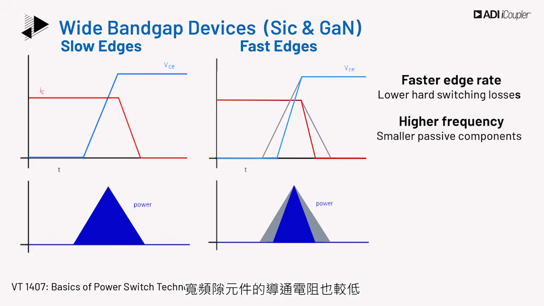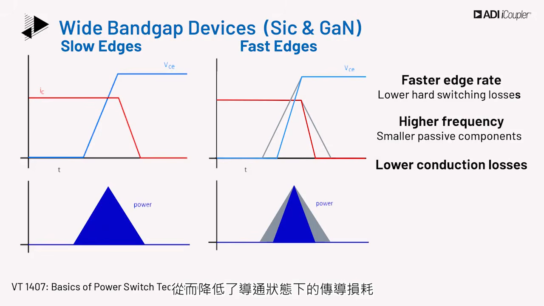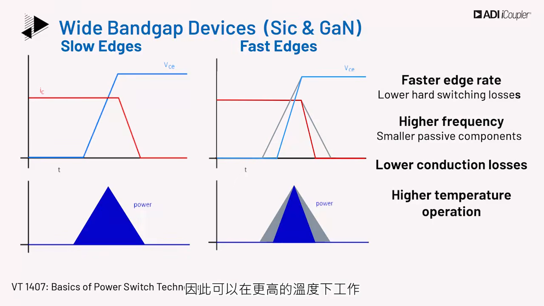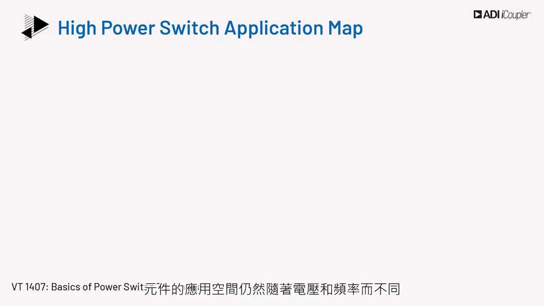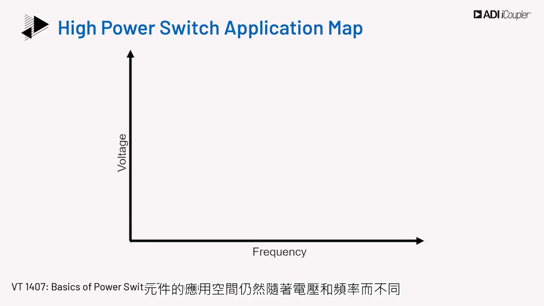Wide bandgap devices also have low on resistance, leading to lower conduction losses in the on state. The bandgap energy reduces with temperature, but since wide bandgap devices inherently have a larger bandgap, they can be operated at higher temperature. The application space for devices is different with respect to voltage and frequency, even though there is an overlap.